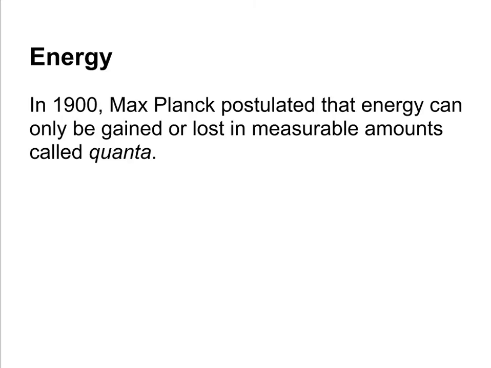In 1900, a scientist named Max Planck postulated that energy can only be gained or lost in measurable amounts called quanta. Now, at the time, physicists thought that any amount of energy could be gained or lost. It didn't have to be a set measurable quanta, but Max Planck's experiments proved differently.